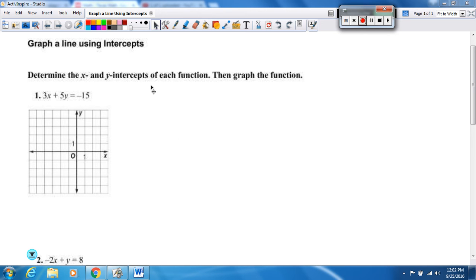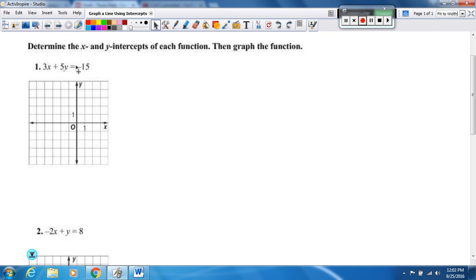Determine the x and y intercepts of each function, then graph the function. So you have an equation where usually x and y are on the same side. When you're using the intercept method, you do want them to be on the same side. So what you do is you take the constant that's on the right hand side and you pop it up top. You do not change the sign or anything. You just write it on top of each thing and then you divide.